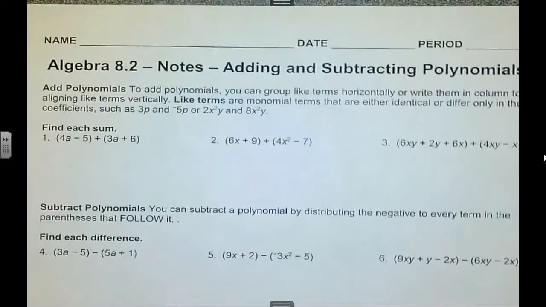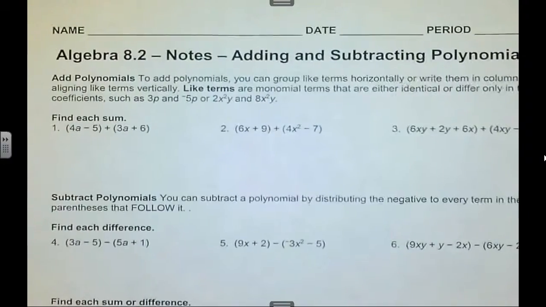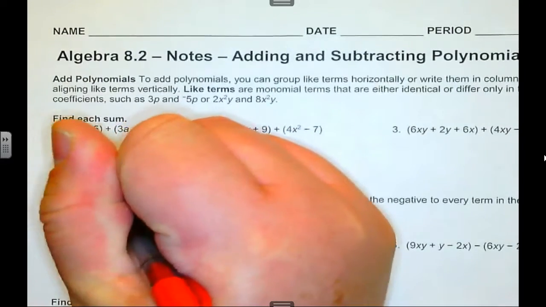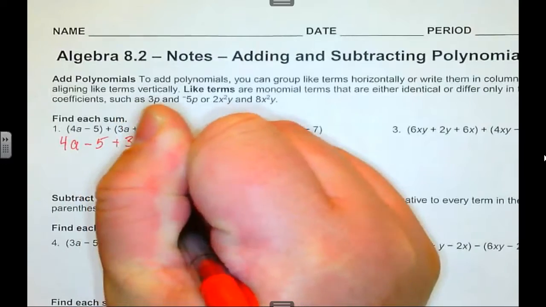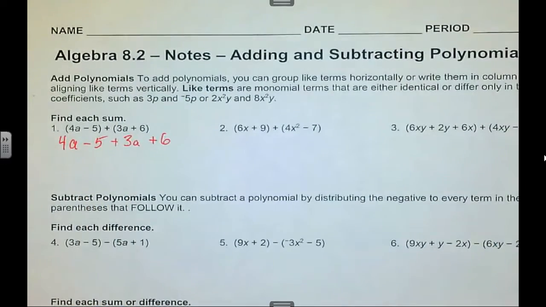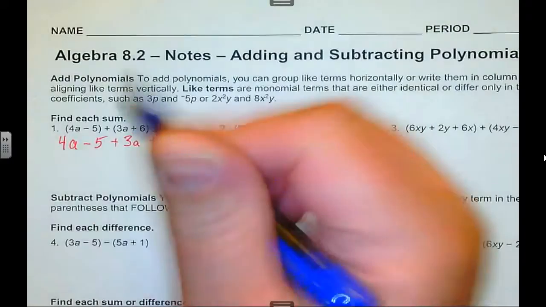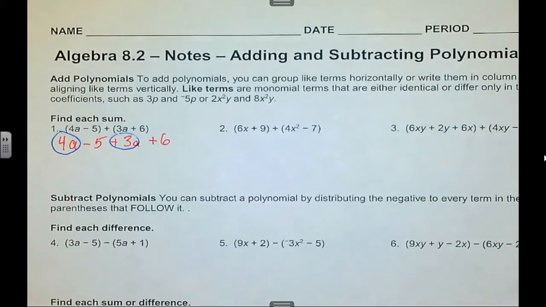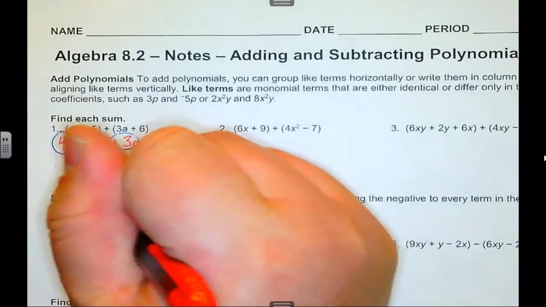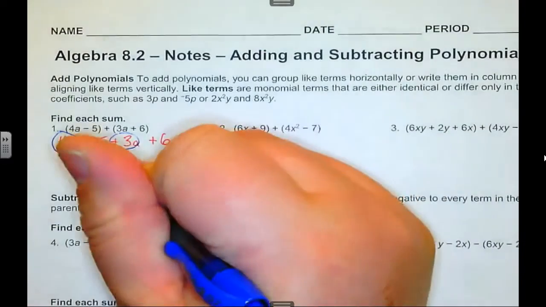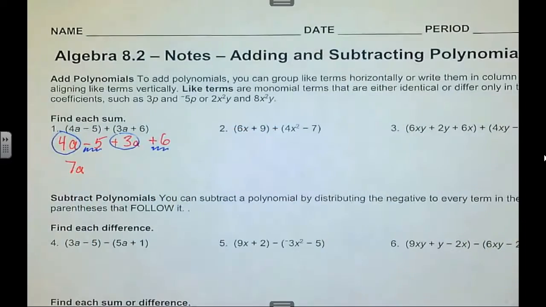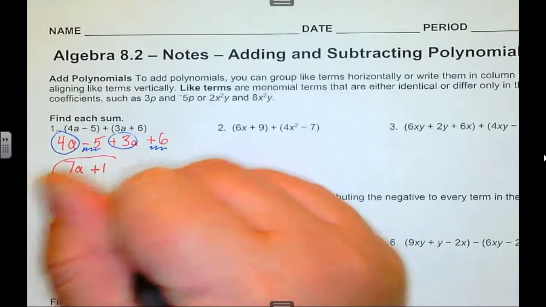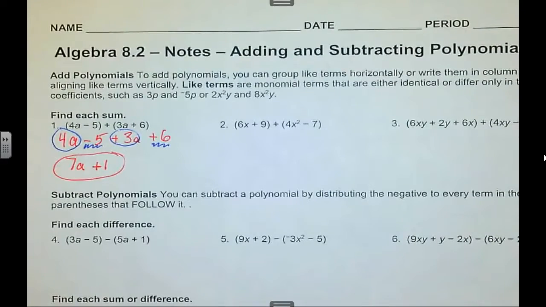1 through 3 are addition problems. So basically, you can drop all the parentheses. So I have 4a minus 5 plus 3a plus 6. Combine like terms. I have a positive 4a, positive 3a gives me a positive 7a. And then I have a minus 5 and a plus 6 gives me a plus 1. Make sure it's in standard form.